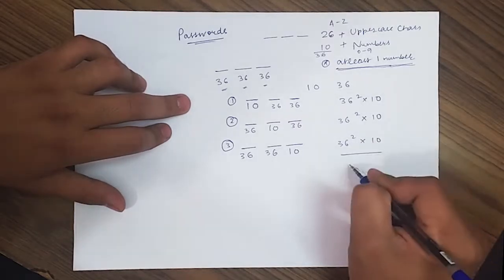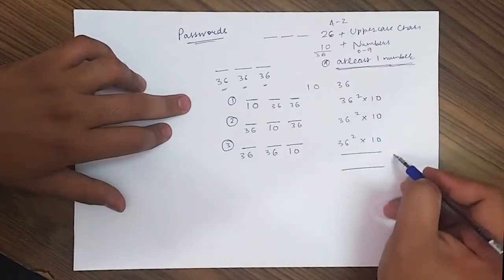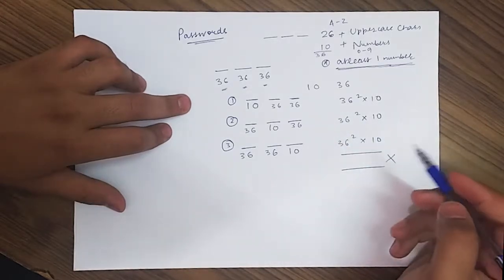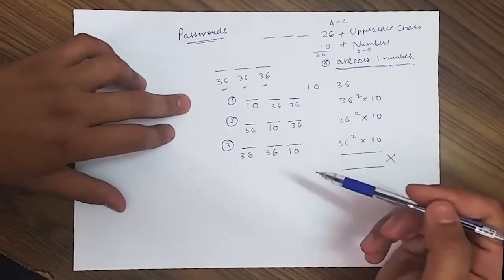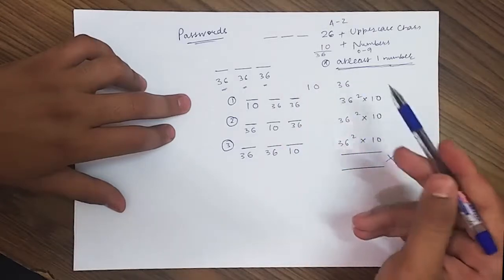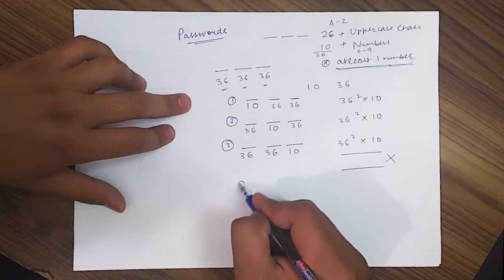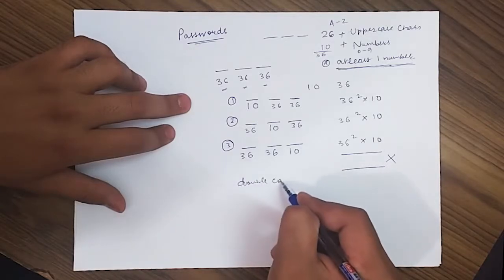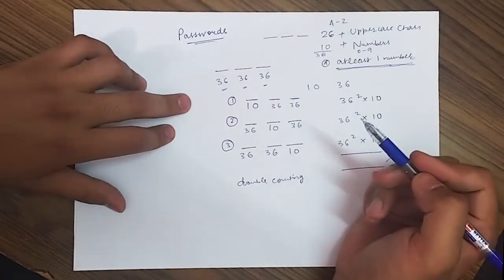And then you add these, and that will be your answer. But this is wrong. So this is how you might normally approach this problem, but what you are doing wrong is that you are counting a lot of duplicates. That is also called double counting. You are counting many of the possibilities twice.